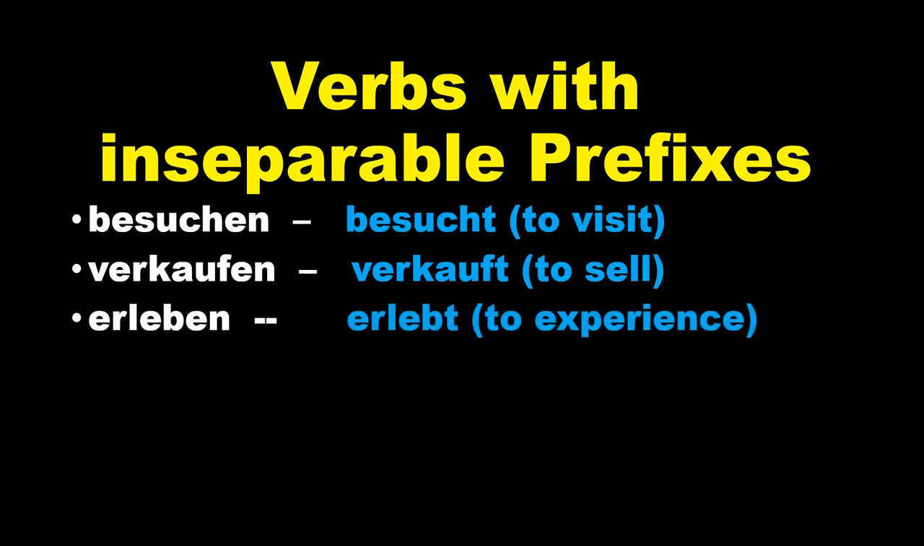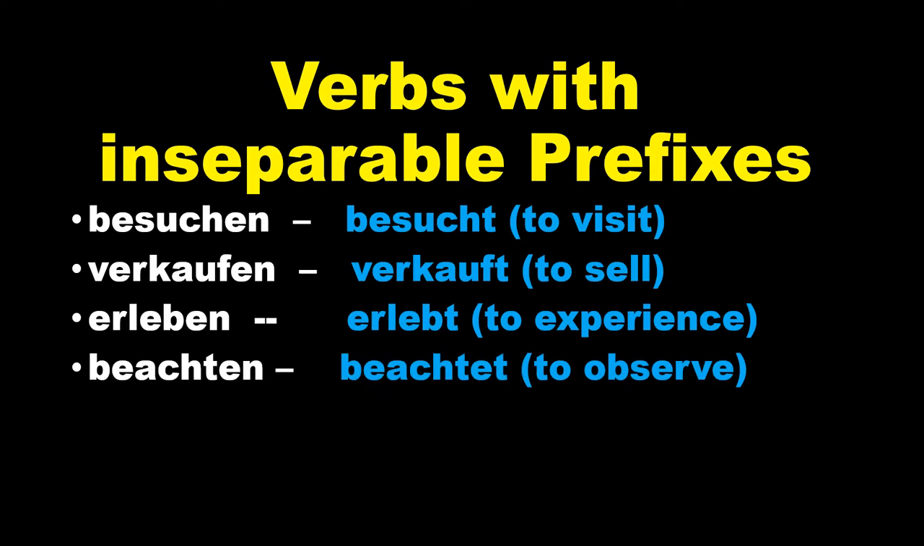Let's take one more example. Erleben. Participle I form will be erlebt. To experience. Leben is to live. Er is not a prefix, it is one word. Erleben, and the participle I form will be erlebt, to experience. The complete word meaning will change, even though they come from some other meaning. But when we get some prefix like er, ver, the meaning will change.